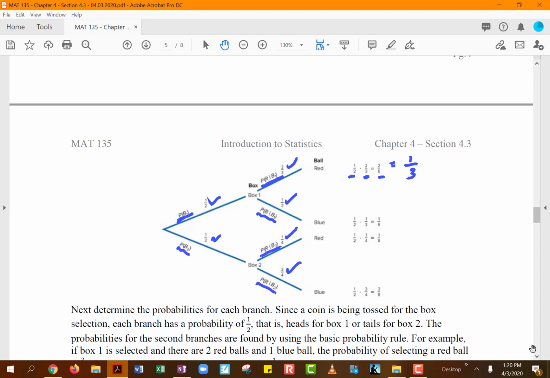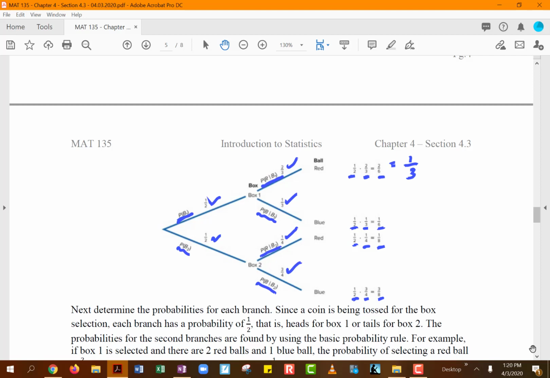Same thing here from box 1. The probability of choosing box 1 is 1/2. The probability of choosing a blue ball from box 1 is 1/3. So that gives us a probability of 1/6. If you ended up choosing box 2, that's a probability of 1/2. You choose red balls from box 2, that's a probability of 1/4. So multiplying them gives us 1/8. For blue balls, probability of choosing box 2, probability of choosing blue balls from box 2, so that's 1/2 multiplied with 3/4, which gives you a probability of 3/8.